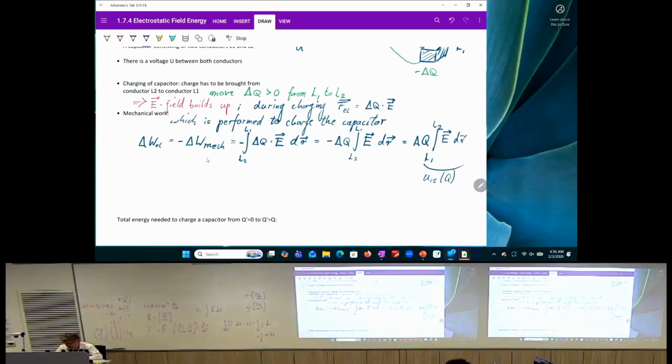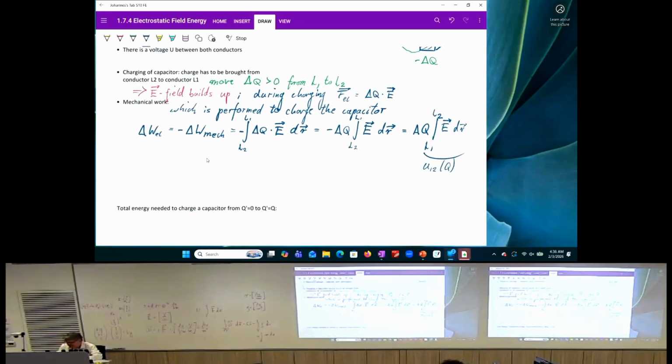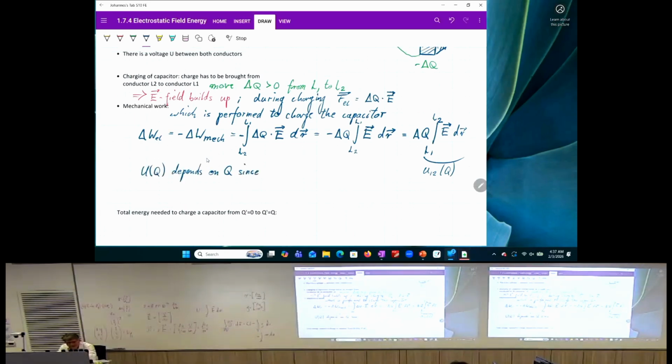So now the important aspect is that what we have written down is very straightforward for a single delta Q, but you see that the voltage 1 to 2, the voltage between these two conductors, actually changes as the charge on the plates is changing. So this U12 is a function of Q, since the voltage changes during the charging process.